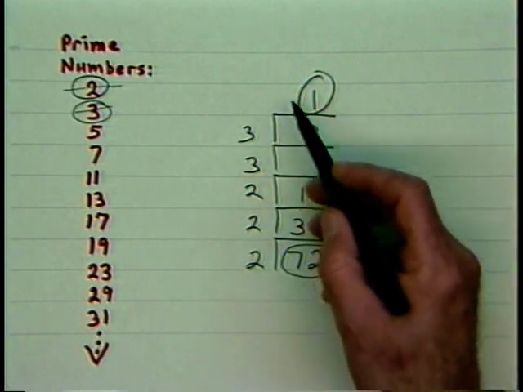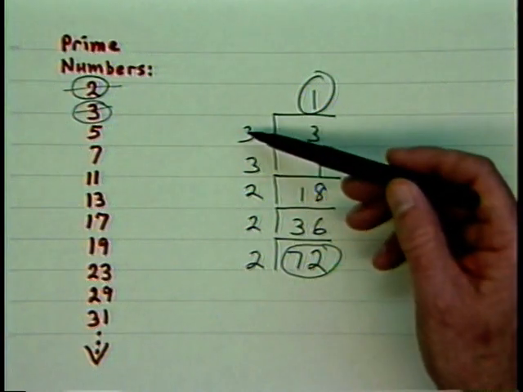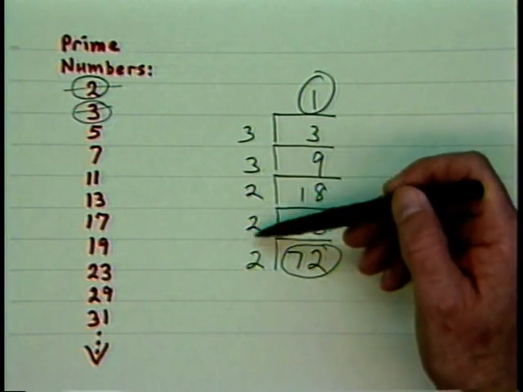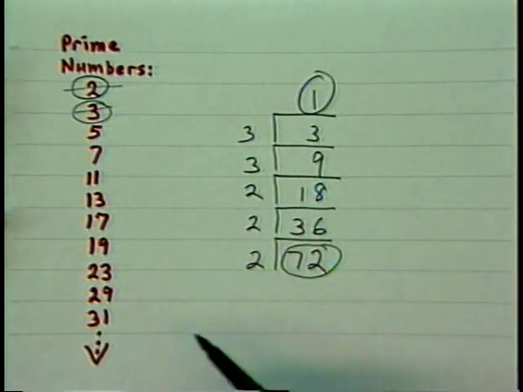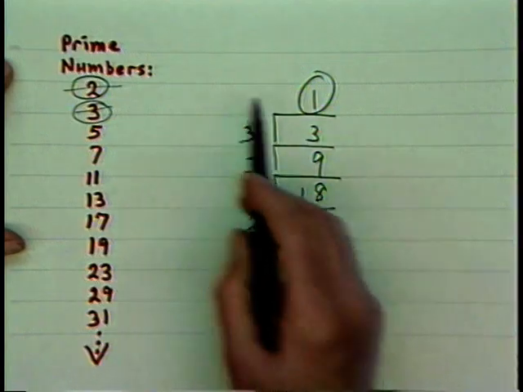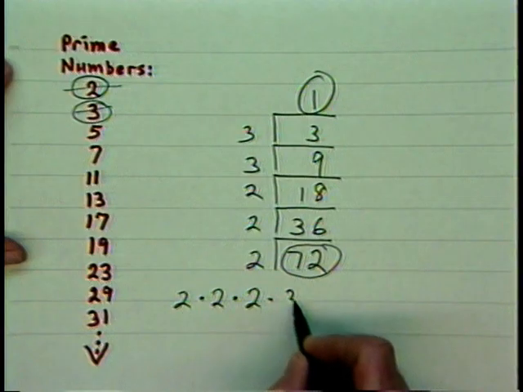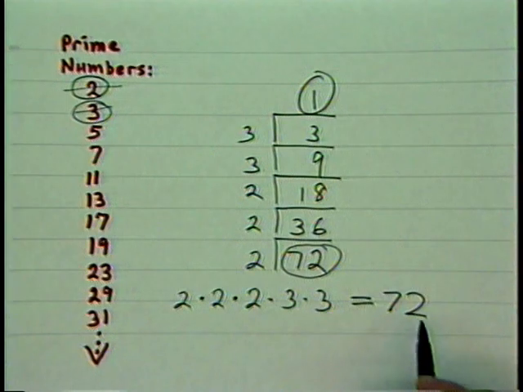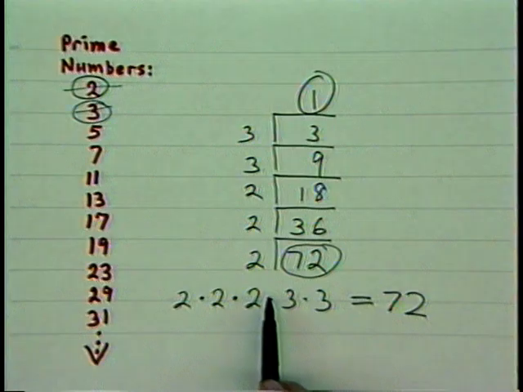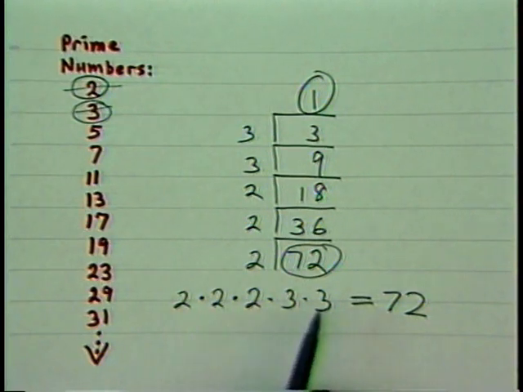And of course, 1 times anything is itself. So what we have now is that 3 times 3 times 2 times 2 times 2 times 1 is equal to 72. Let's say that, but let's say it from the bottom up now. 2 times 2 times 2 times 3 times 3 is 72. Notice we have written 72 now as a product, many products, of only prime numbers.